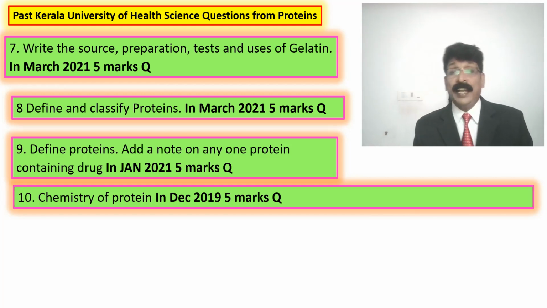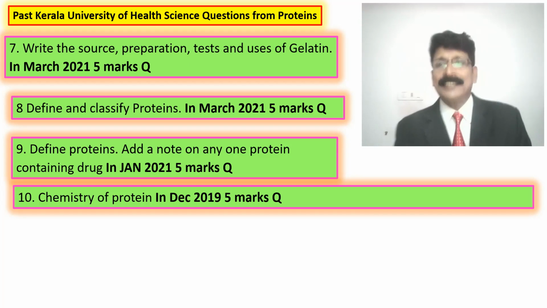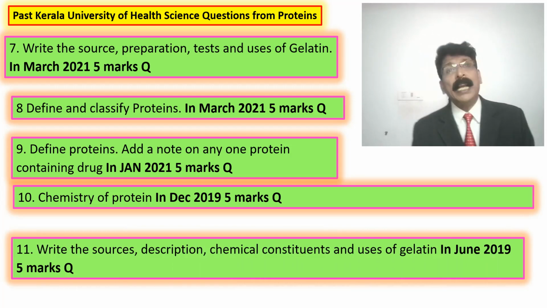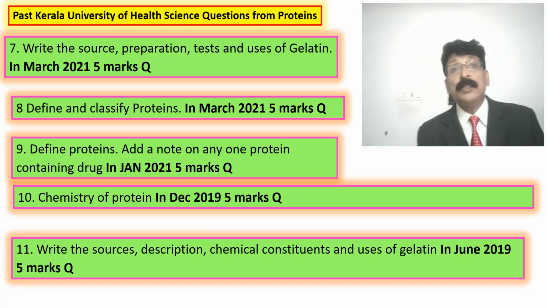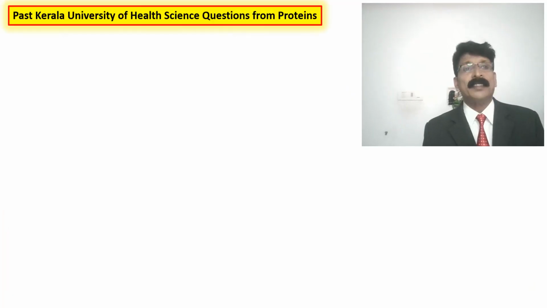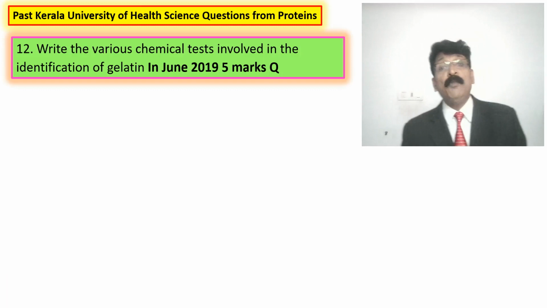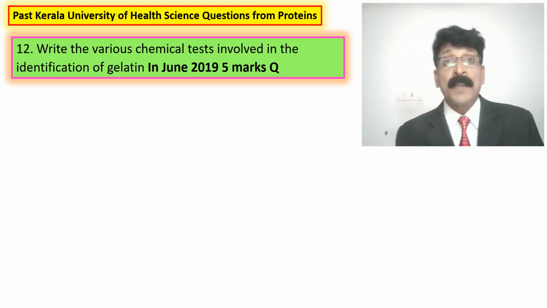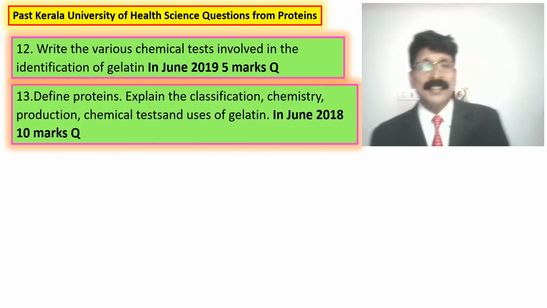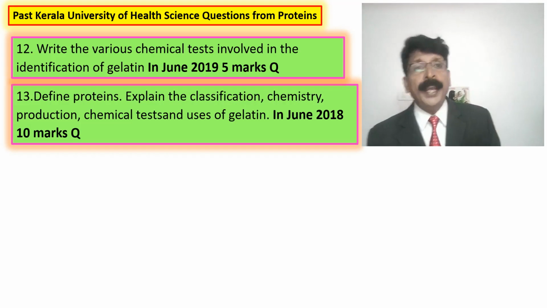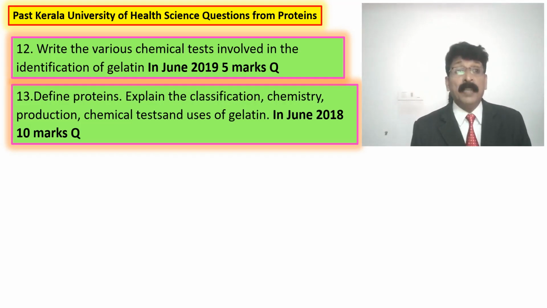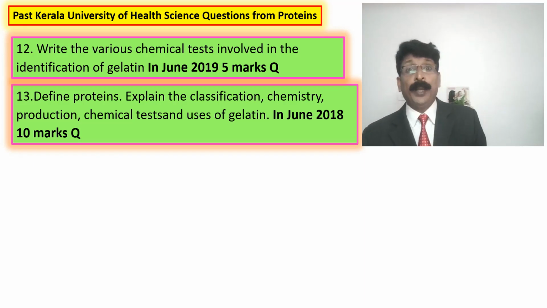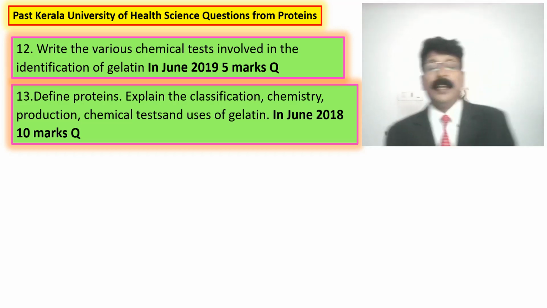December 2019, before Corona, the last exam, they asked a 5-mark question: write the source, distribution, chemical constituents and uses of gelatin. In June 2019, a 5-mark question: write the various chemical tests involved in the identification of gelatin. Two questions they asked in the same paper. Define protein, explain the classification, chemistry, production, chemical tests and uses of gelatin, a 10-mark question in June 2018.